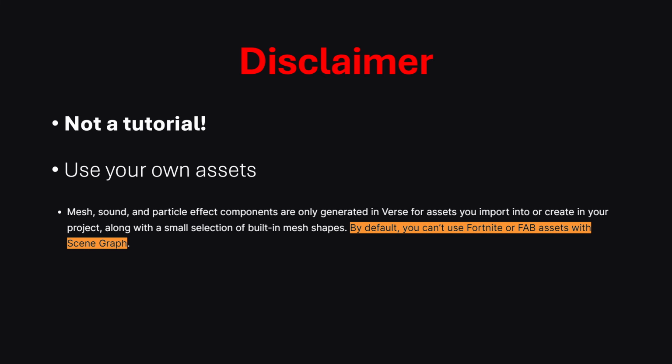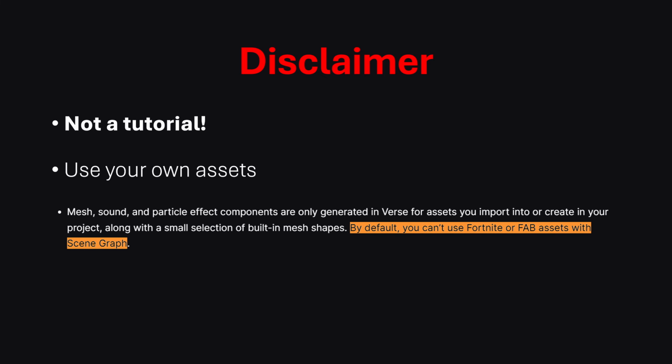Before we begin, I'm issuing the same disclaimer as before. This is not a step-by-step tutorial, however, I will be going over it in greater detail than the last video. Secondly, I rewrote the system from the ground up using scene graph. Currently, scene graph does not work with Fortnite props or fab assets. Until Epic exposes them as their own component, for example, it is not possible to use Fortnite props without ripping them from the game. So, just use your own assets.